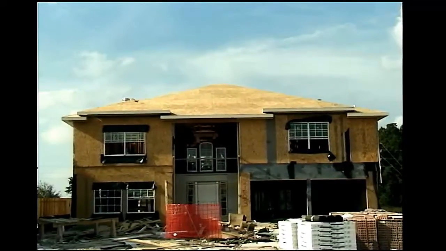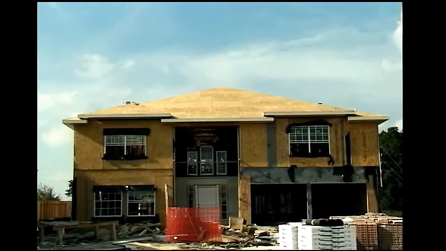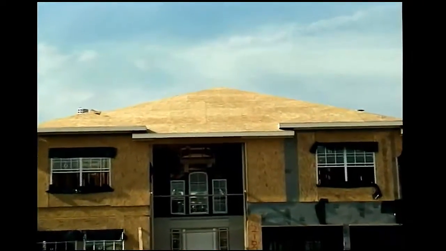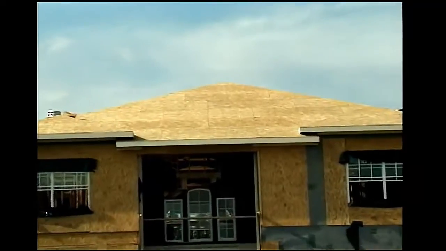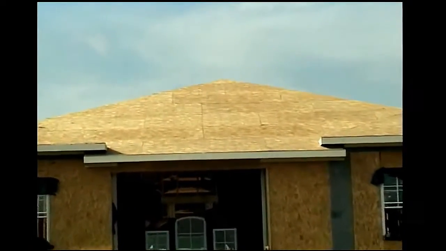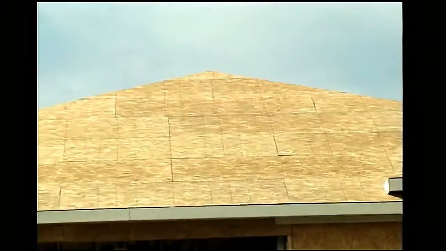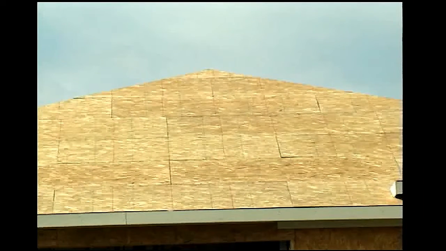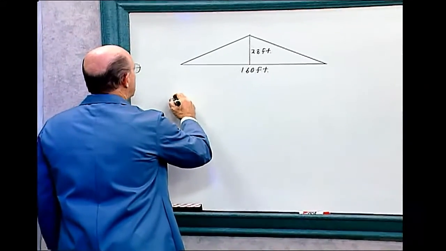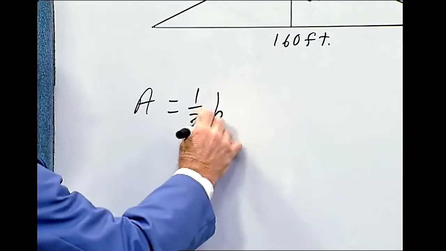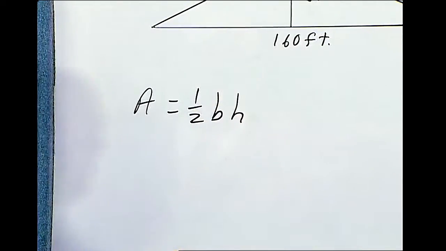You are a builder, and you need to know how many sheets of press board are needed for this side of the triangle-shaped roof. The base of this triangle measures 160 feet, and the height is 28 feet. The press board measures 4 by 8 feet. Let's do the math. The area of a triangle equals 1/2 times base times the height.